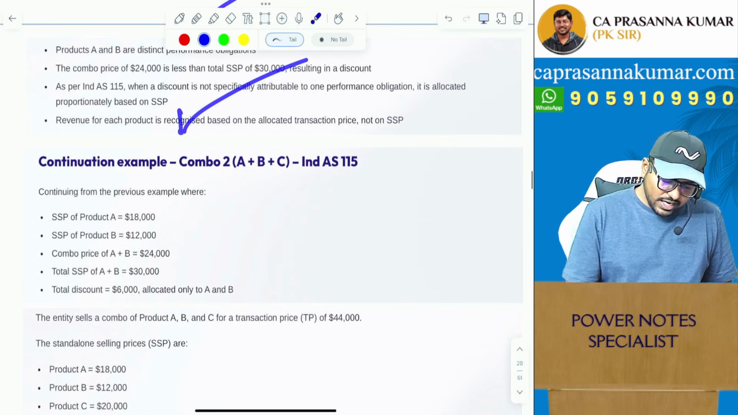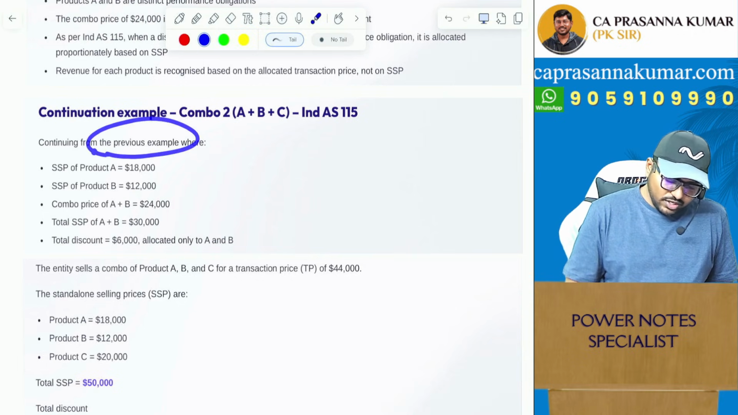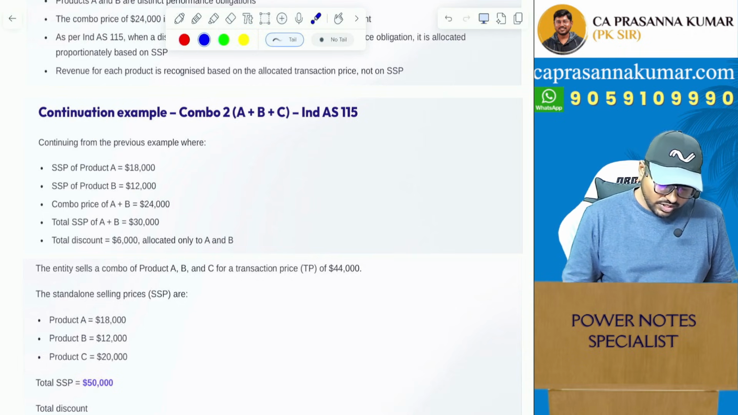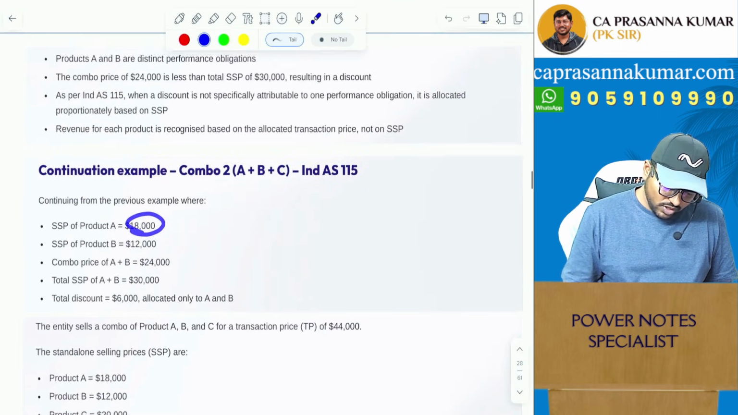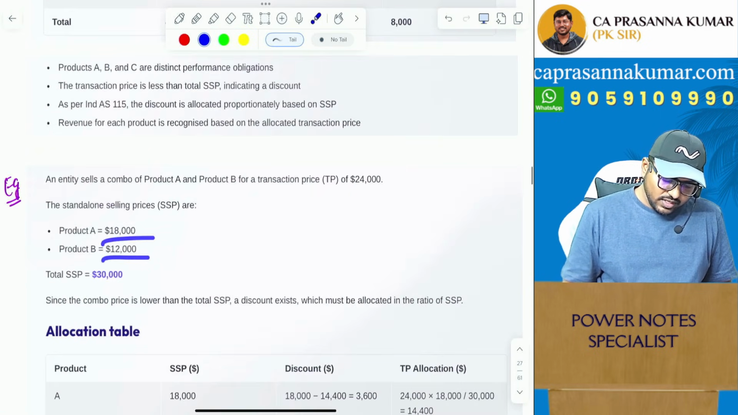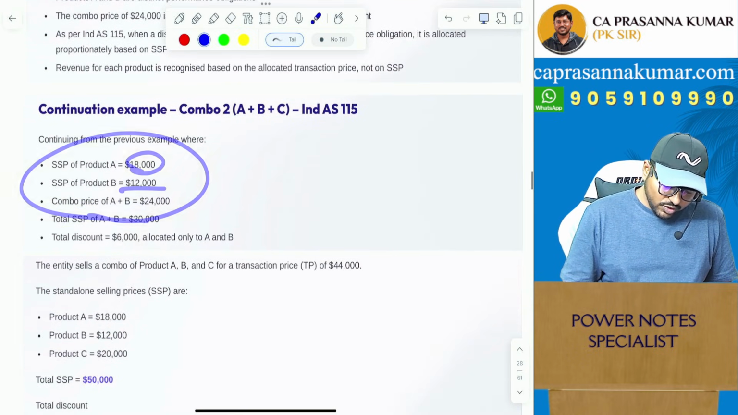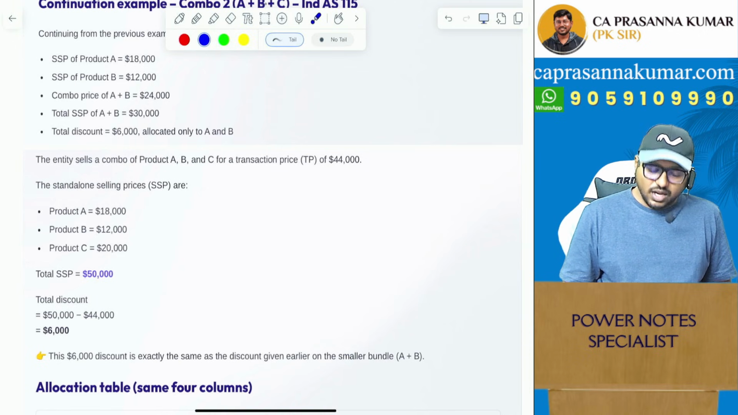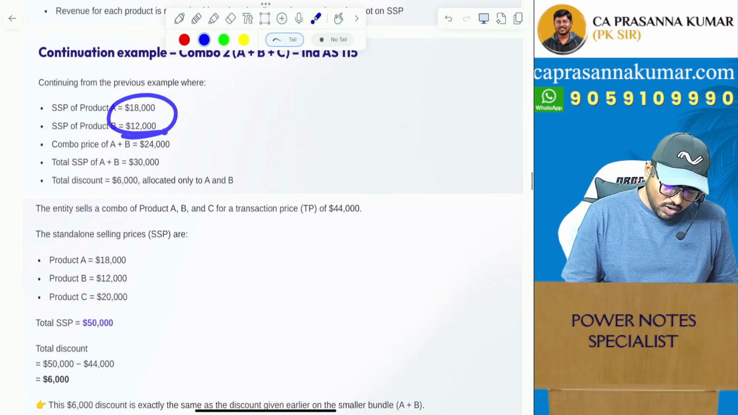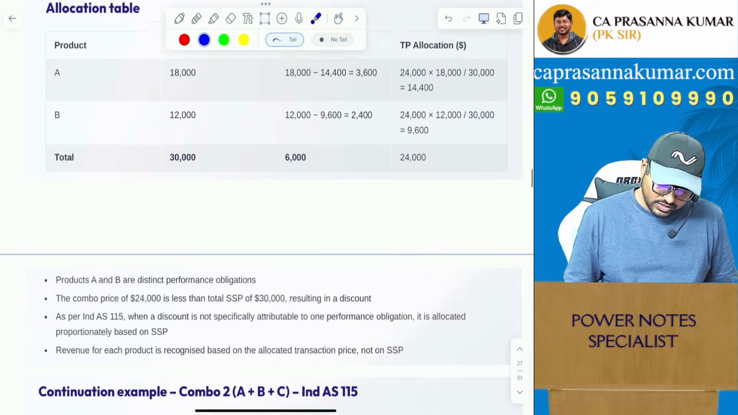But continuing this example, now this is interesting. Now you focus. Continuing from the previous example, there is a reason behind continuation. See here. SSP of product A is 18,000, here also 18,000. Product B is 12,000, here also 12,000. This is the small bundle because only 2 products are there. This is the big bundle because I'm going to add one more product, product C. Now see what's happening. For this small bundle, the combo price is 24,000. If you add SSP, the total is 30,000, which means there is a discount of 6,000. That's what we have got here.